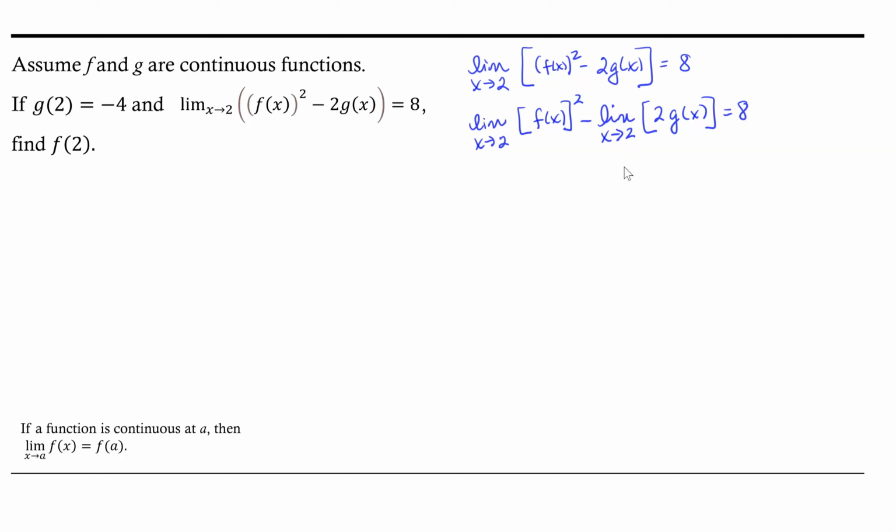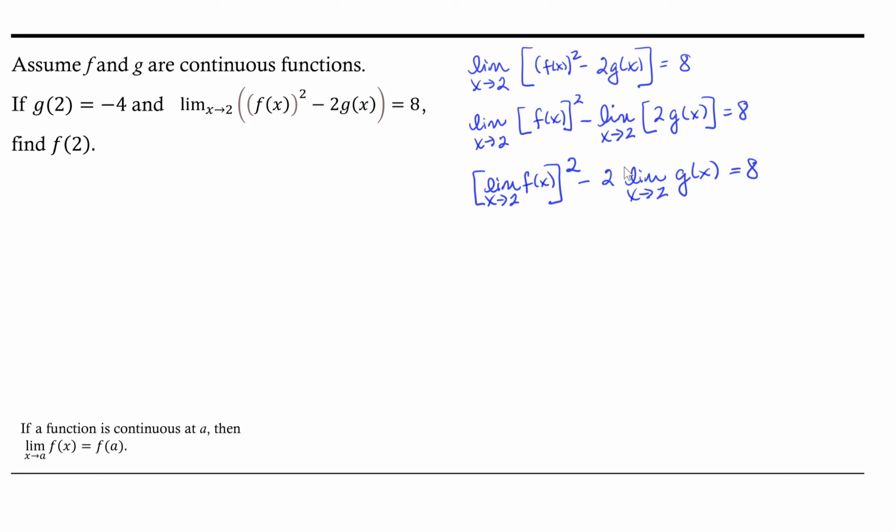Again, continuing with our limit laws, we have the limit as x approaches 2 of f of x squared. So in taking the limit of f of x squared, instead of taking the limit of f squared, now we're going to take the limit of f and square that quantity. Minus 2 times the limit as x approaches 2 of g of x, and that should all equal 8.